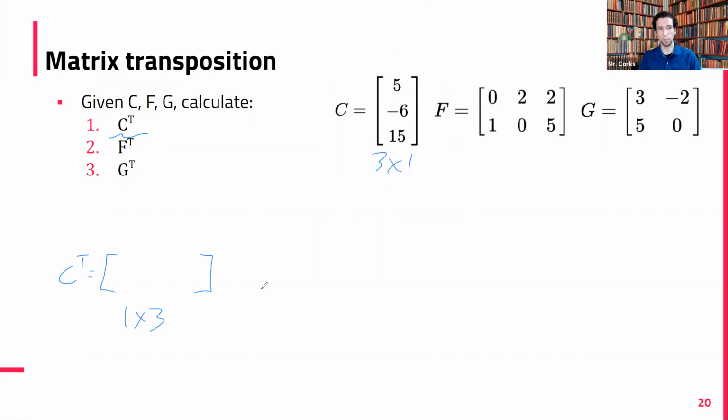And tell me what this matrix will be. 5, -6, 15. Okay, so we did not rotate. It might look like a rotation, but let's do the next example and we'll see how it's different. So we have a 2 by 3 matrix for F. So if we do F transpose, what will be the size of F transpose? 3 by 2. All right, let's see.